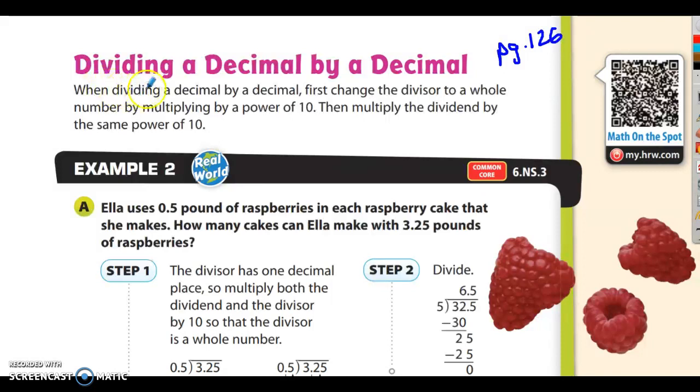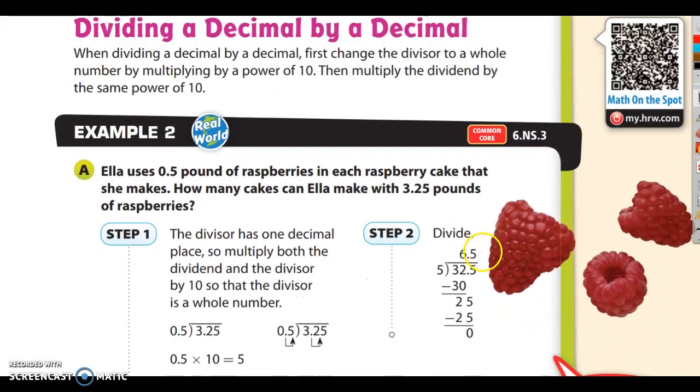It says, when dividing a decimal by a decimal, first change the divisor to a whole number by multiplying by a power of 10. This is kind of the main key here. We're going to change the divisor to a whole number. You can actually see that happening. Let's check it out. Then multiply the dividend by the same power of 10.